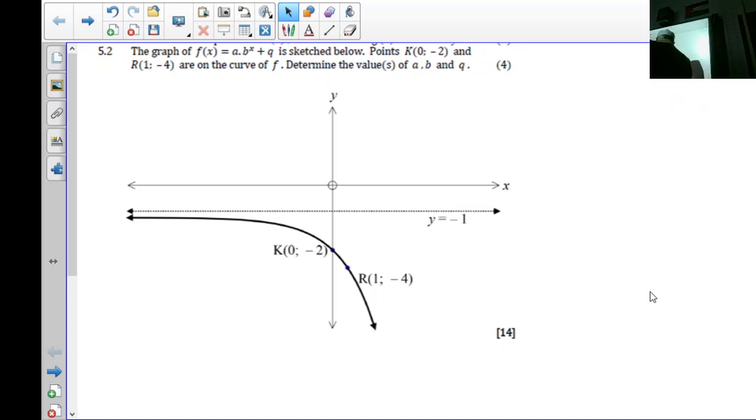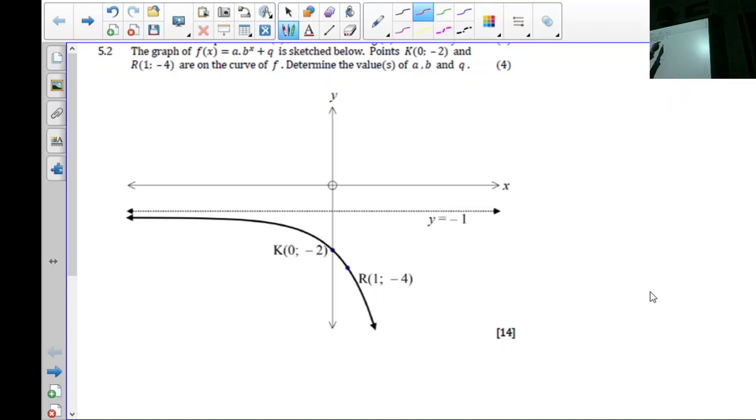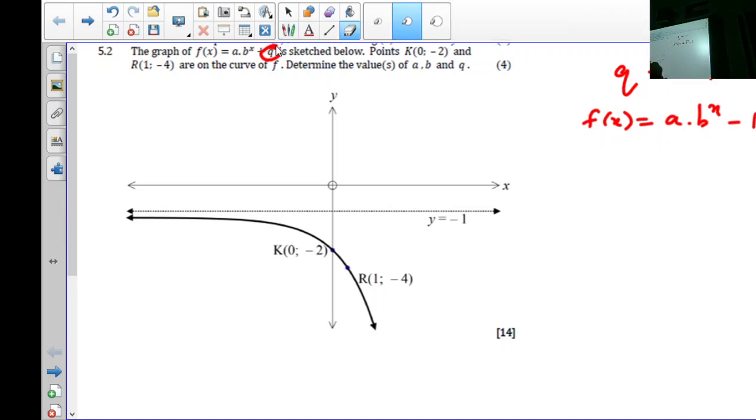So from the offset we know that your q value is your horizontal asymptote. So your q is sorted. The horizontal asymptote is labeled as negative 1. So my equation now reads f of x equals a times b to the x minus 1. Okay, so that is sorted.